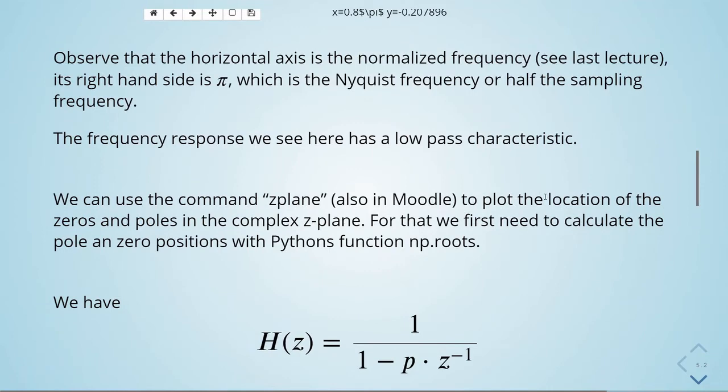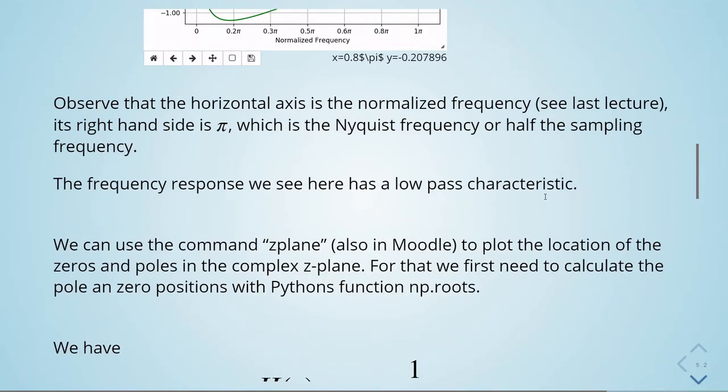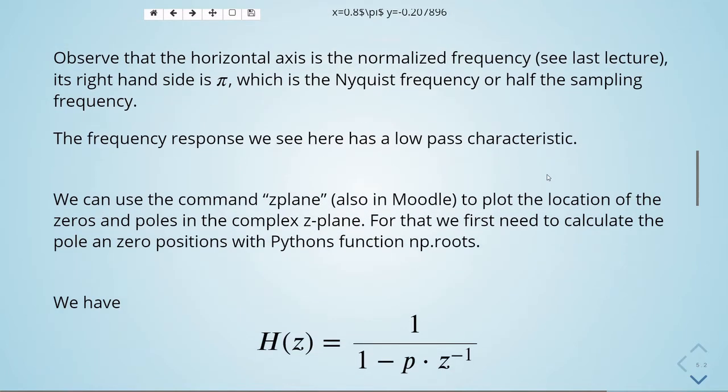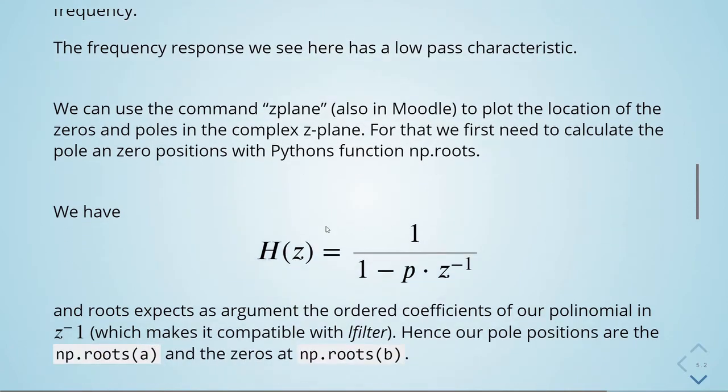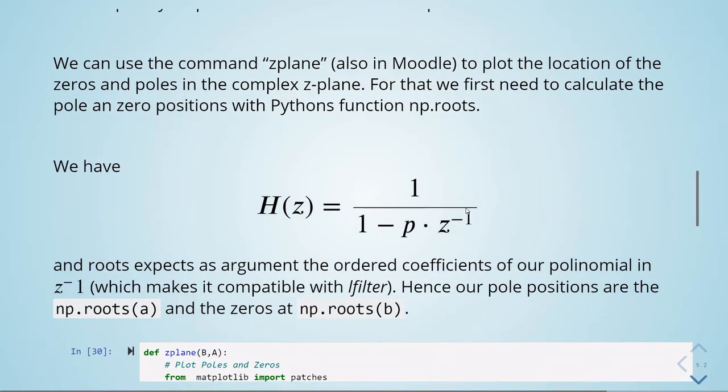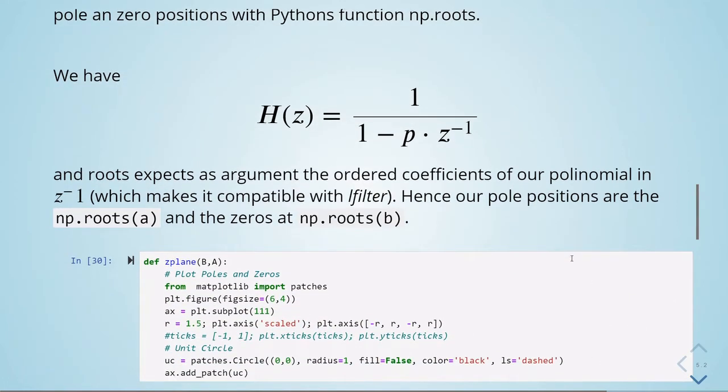We can also plot the location of the zeros and poles in the complex z-plane. First we need to calculate the poles and zeros. We can use the Python function np.roots. We have this transfer function here, and np.roots expects as an argument the coefficients of our polynomial in z to the power of -1. That makes it also compatible with lfilter, so we can use np.roots to get our pole positions using the roots of the vector a, and the zeros as the roots of vector b.